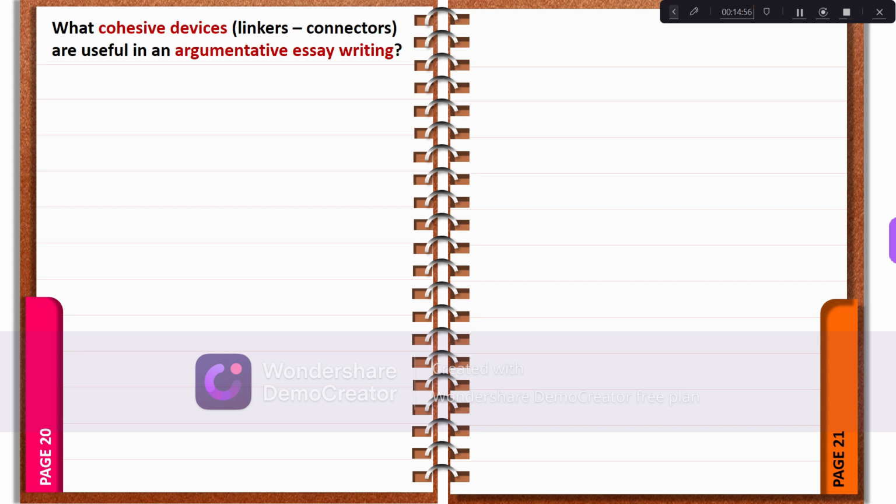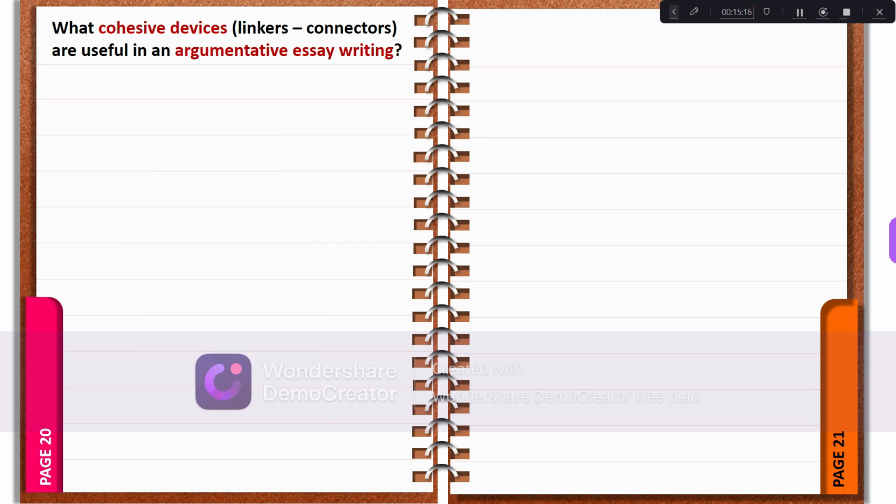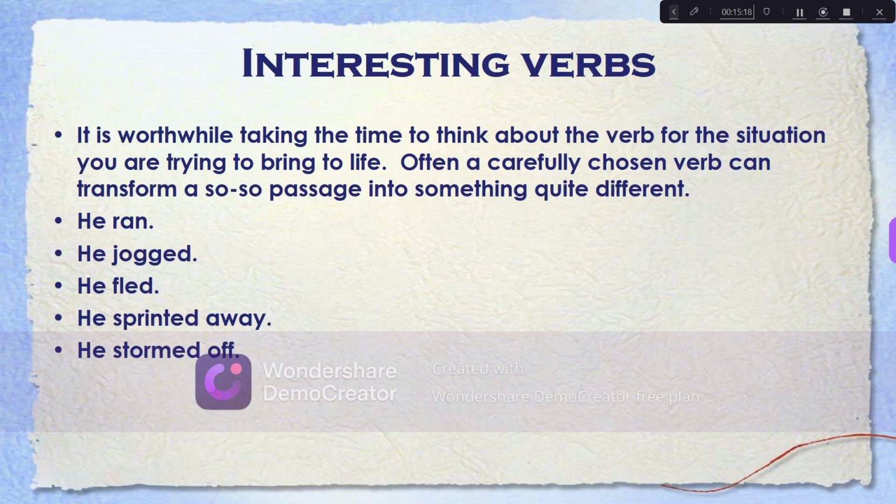Now, what cohesive devices, linkers, and connectors are useful in a descriptive essay, not argumentative? Here we are talking about the descriptive essay. But, however, on the other hand, whereas, these are used for argumentative essays. So I think we will finish with this one, and this lesson will be continued by the most important topics in Unit 6, which is the last unit for 11th graders.